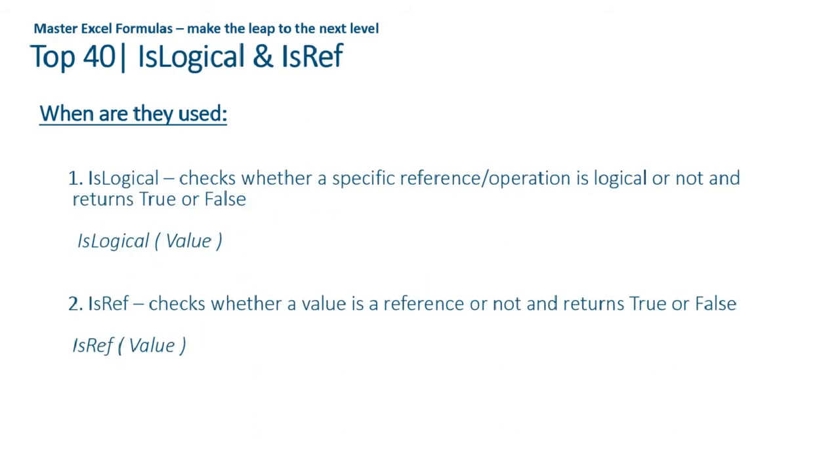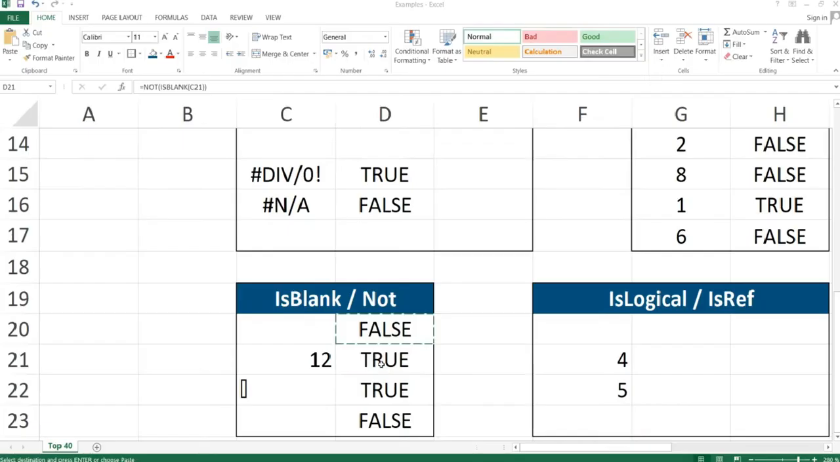Back to the presentation. The next two formulas are isLogical and isRef. isLogical is a formula that purely checks whether there is a logical operation within the brackets. It returns true if there is, false if there isn't. The isRef formula checks whether a value is a reference or not, and obviously returns true if it is, false if it's not. The examples here again, so let me show you.